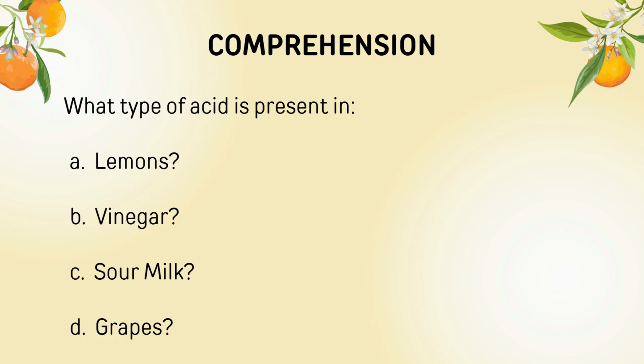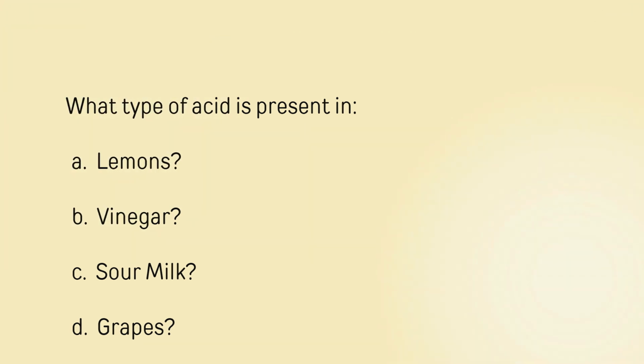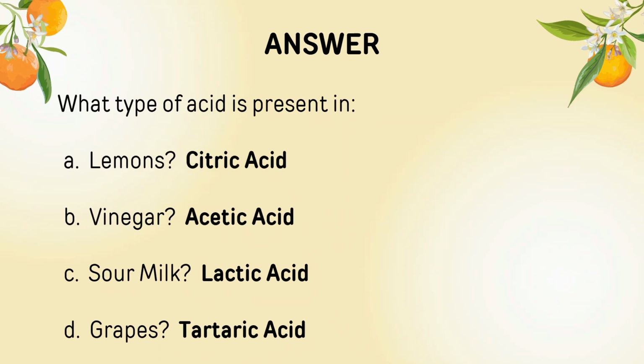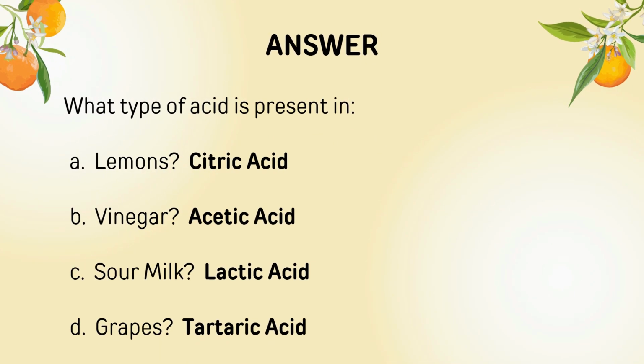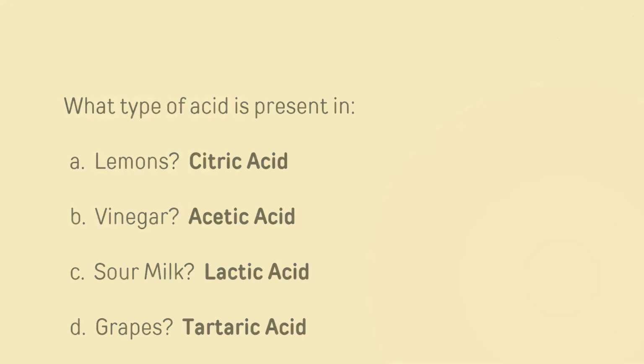Comprehension. What type of acid is present in lemons, vinegar, sour milk, and grapes? In lemons, we have citric acid. In vinegar, we have acetic acid. In sour milk, there's lactic acid. And in grapes, there's tartaric acid.